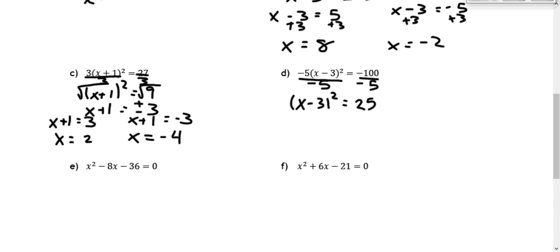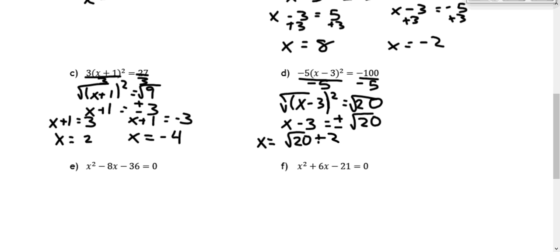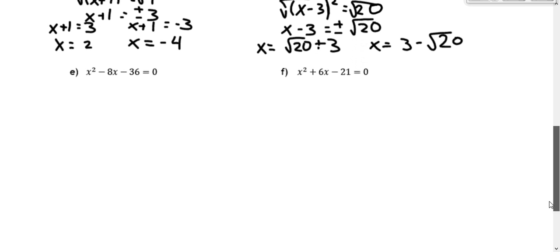Not 25, but 20. And then square root. You get x minus 3 is equal to plus or minus the square root of 20. So then x is equal to 3 plus the square root of 20, or x is equal to 3 minus the square root of 20. That's just me switching it around a little bit, but should be fine. If you have any questions about that one, please let me know.